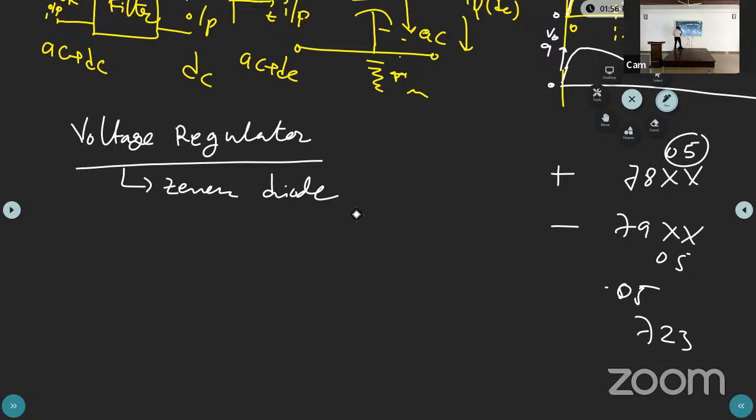Okay, now the voltage regulator input. What is the input? Filter. Filter output as the input.